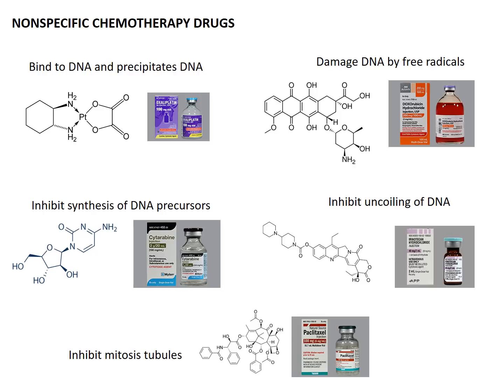Oxaliplatin binds to DNA. When it binds to DNA, it renders that DNA inactive of being copied. Doxorubicin binds to DNA by different mechanisms and damages the DNA so it can't be copied. Cytarabine inhibits the synthesis of DNA, so if you can't make DNA, you can't copy it.